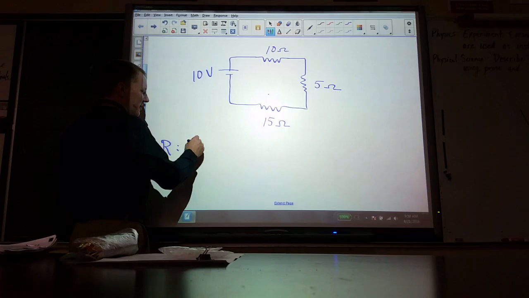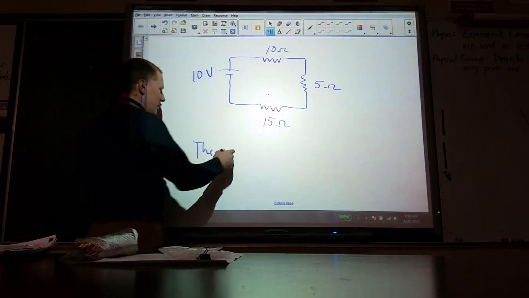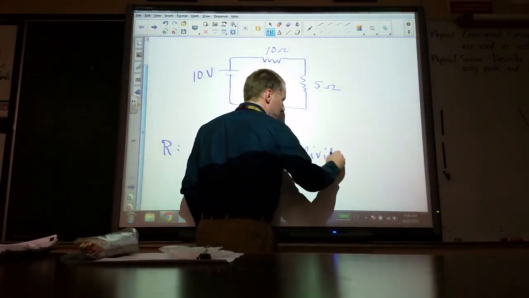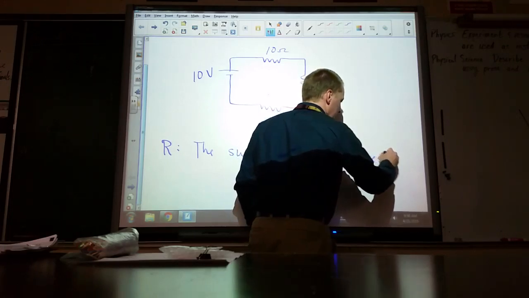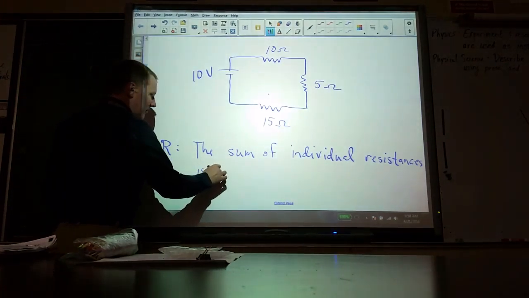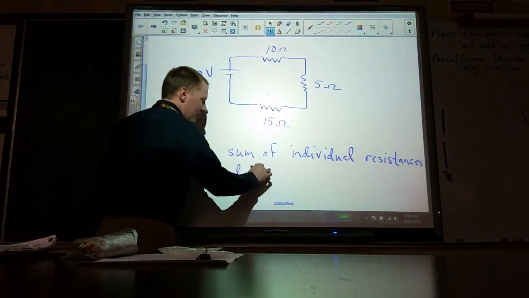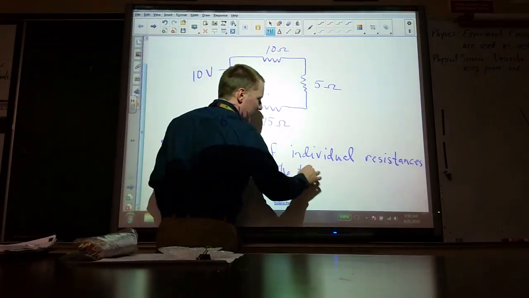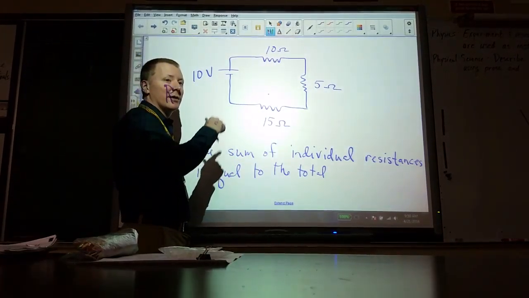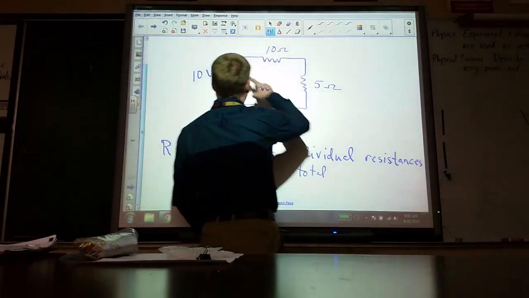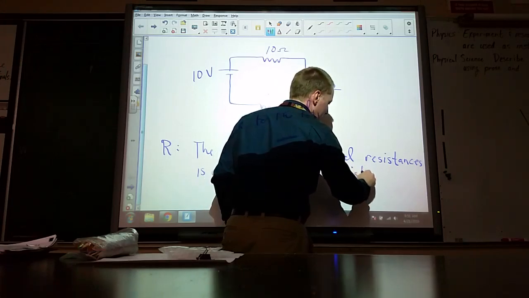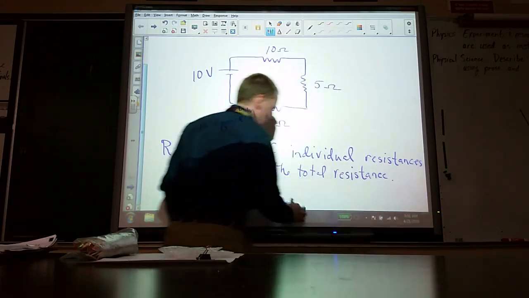The sum of the individuals is equal to the total. And that's because any electron leaving the battery has to go through all of the resistors to go back to the other end of the battery. They always want to go from negative to positive. And so it's experiencing all of those.